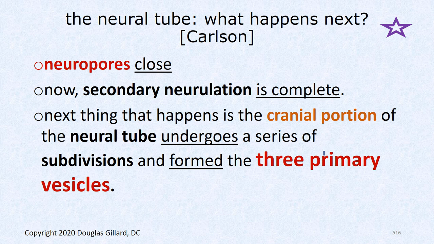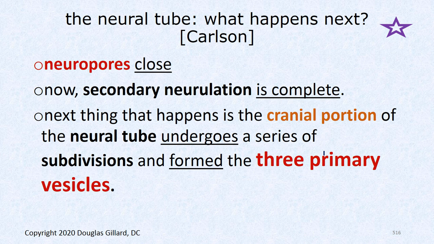Okay, so what happens next? We form the neural tube. But remember, it's forming like a zipper, so we've got to finish the job. The last job of forming the neural tube is to close up those tubes. And that is the process of secondary neurulation, done.